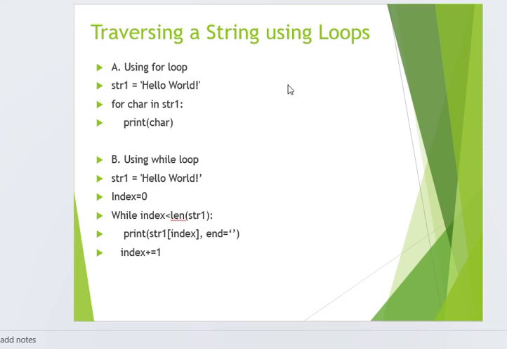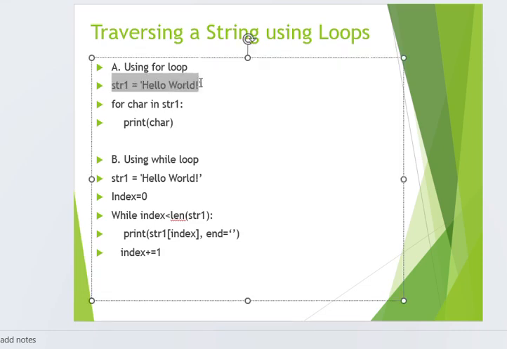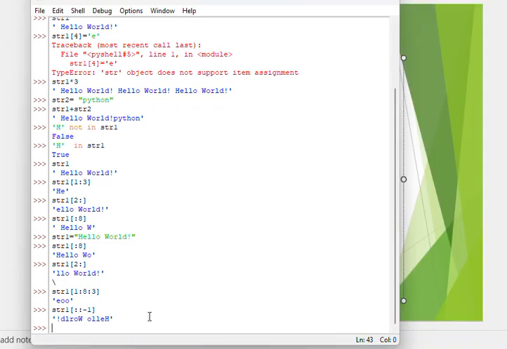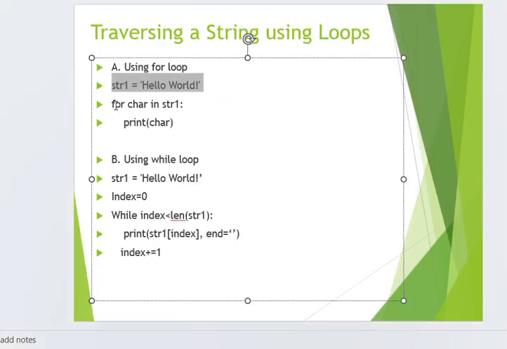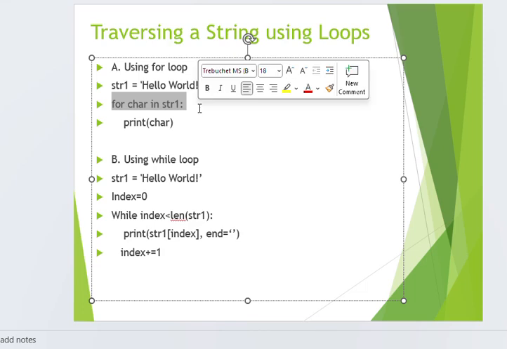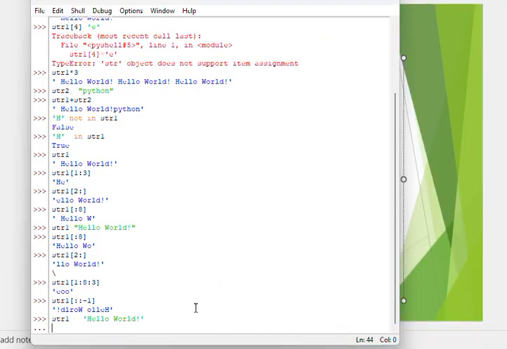Now when we talk about the for loop, in this case the string is given as hello, and we are starting with 'for char in string'. Let me try this. So this is given. Now second, we are using the for loop. I'm simply going with the interactive mode today.